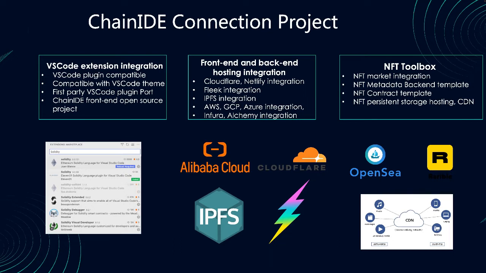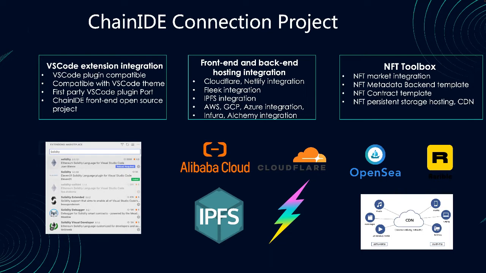The second one is the front end and back end hosting integration. We are going to integrate things like Cloudflare, Netlify, Alibaba Cloud, right, and IPFS and Fleek, which makes a one-stop solution for developers to start their decentralized application. And the third one will be the NFT toolbox. That includes market integration, metadata backend solution, contract templates, and also persistent storage and CDN.